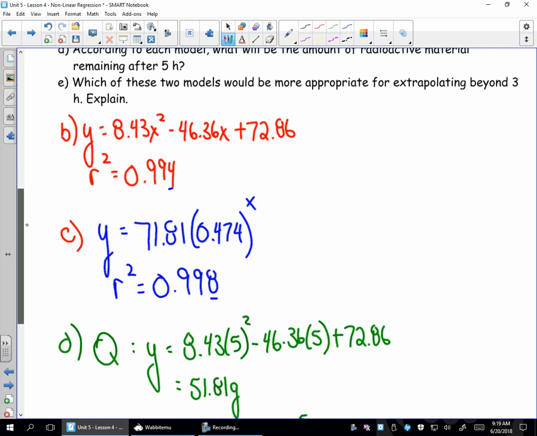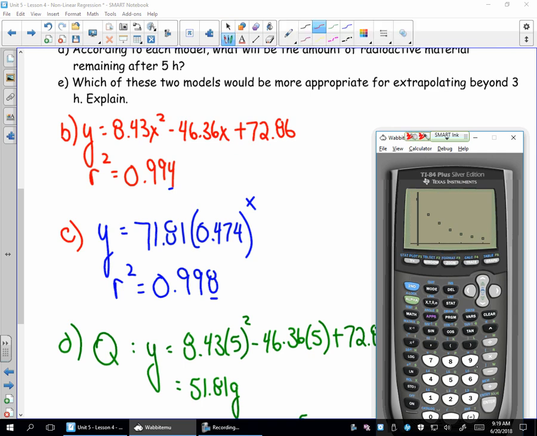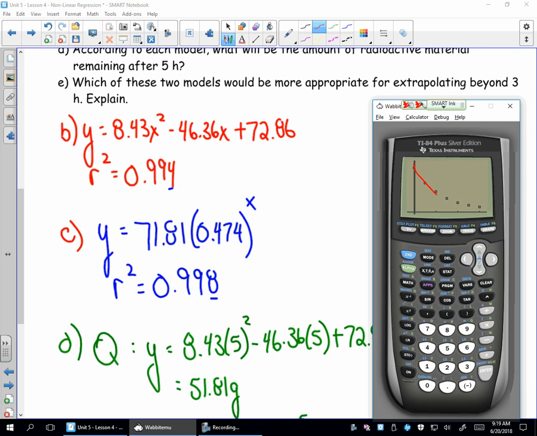Well, here we need to think about our context. If we go back to our picture and think about a radioactive thing decaying and think about our past experience, we know that over time, things that decay aren't going to all of a sudden start going back up like a quadratic would. They're going to continue to go down. Okay, so the exponential one makes more sense. It's more logical.